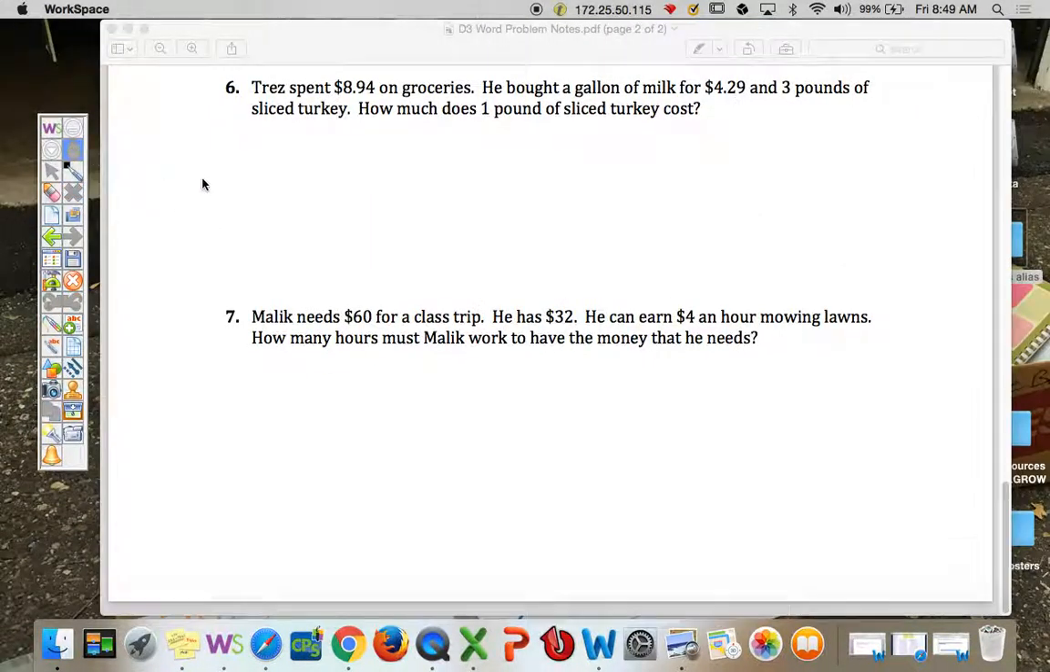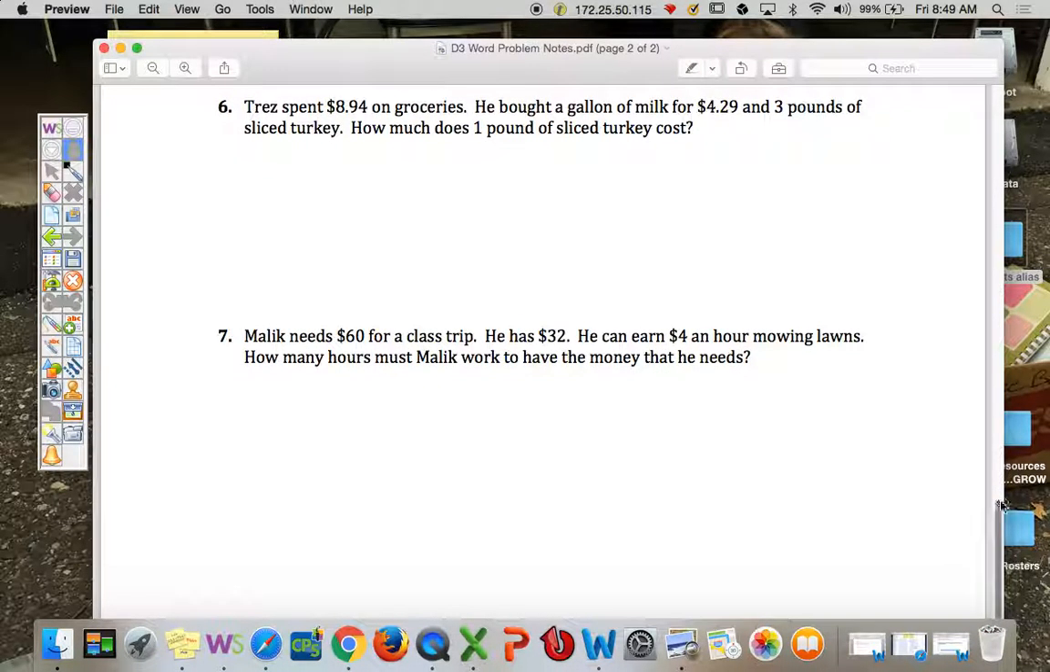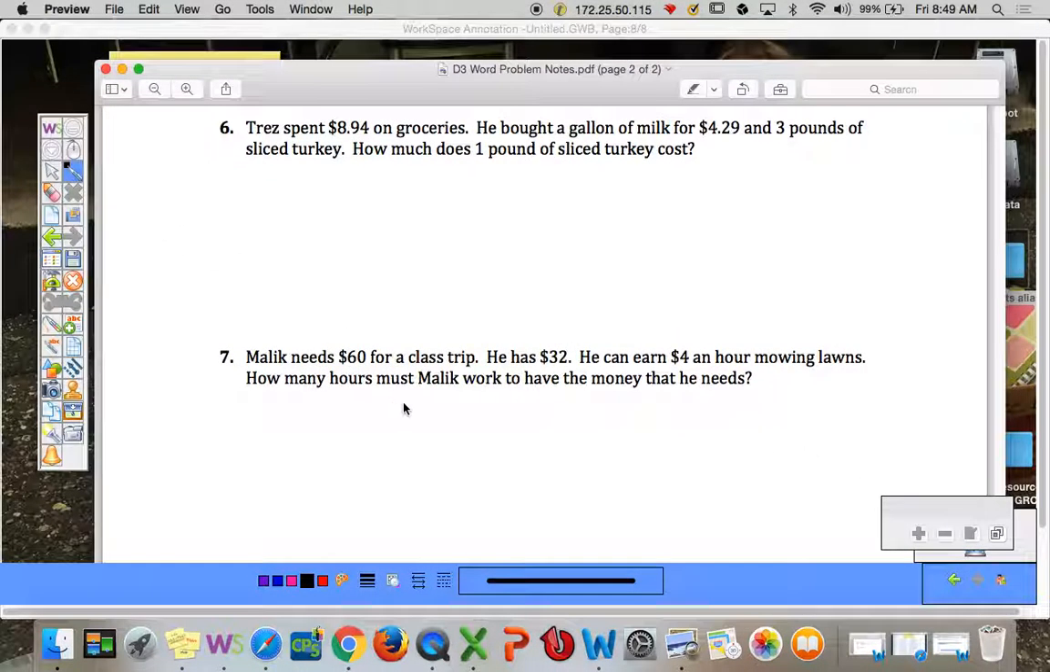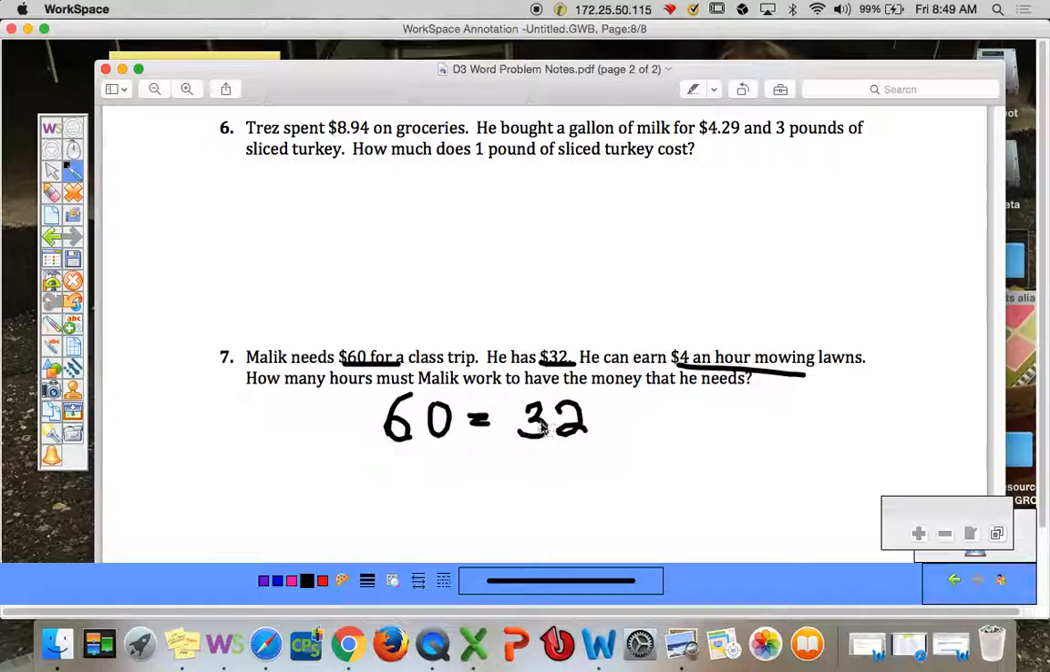And the last problem, Malik needs $60 for a class trip, and he has $32. He can earn $4 an hour mowing lawns. How many hours must Malik work to have the money that he needs? So he needs 60, he has 32. He makes $4 an hour.